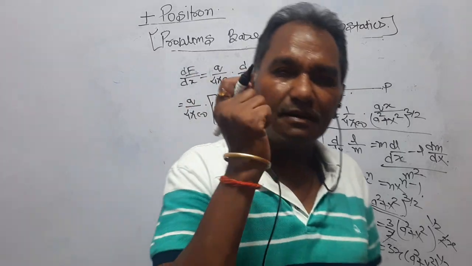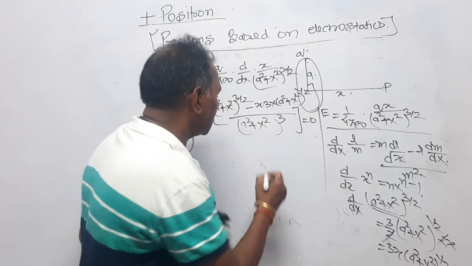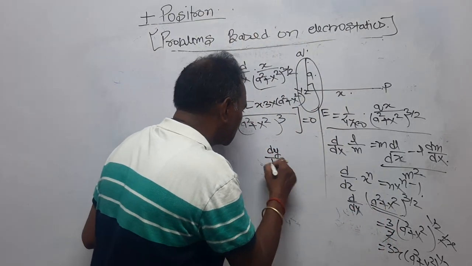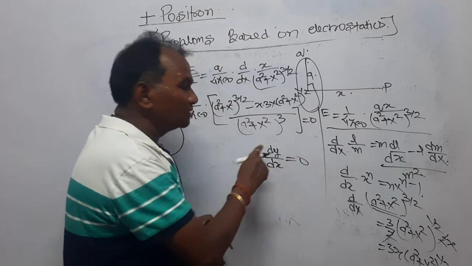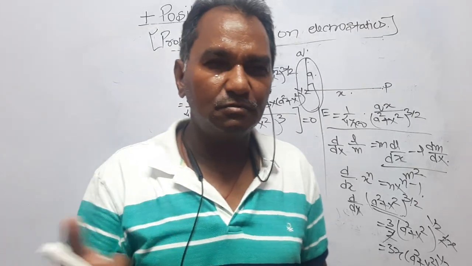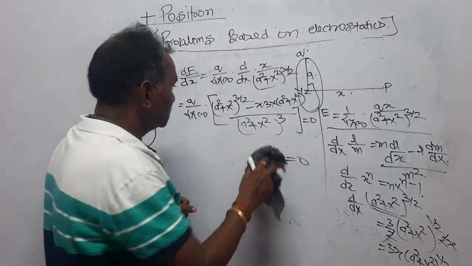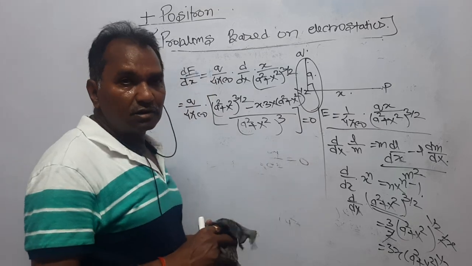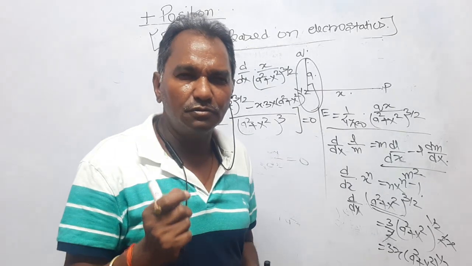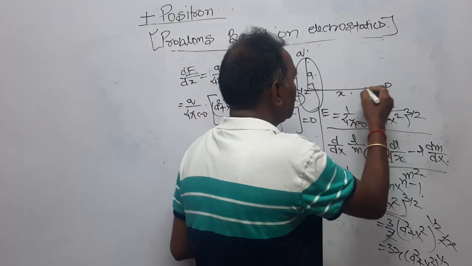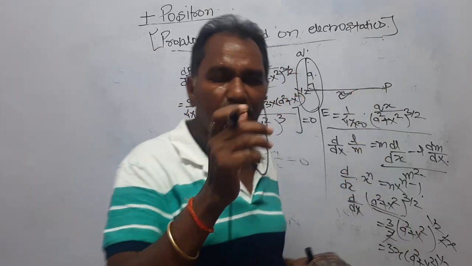Why? This is the condition: dy upon dx is 0 if the value of y is maximum for x. We have to find out, on this axis, for which value of x E will be maximum.